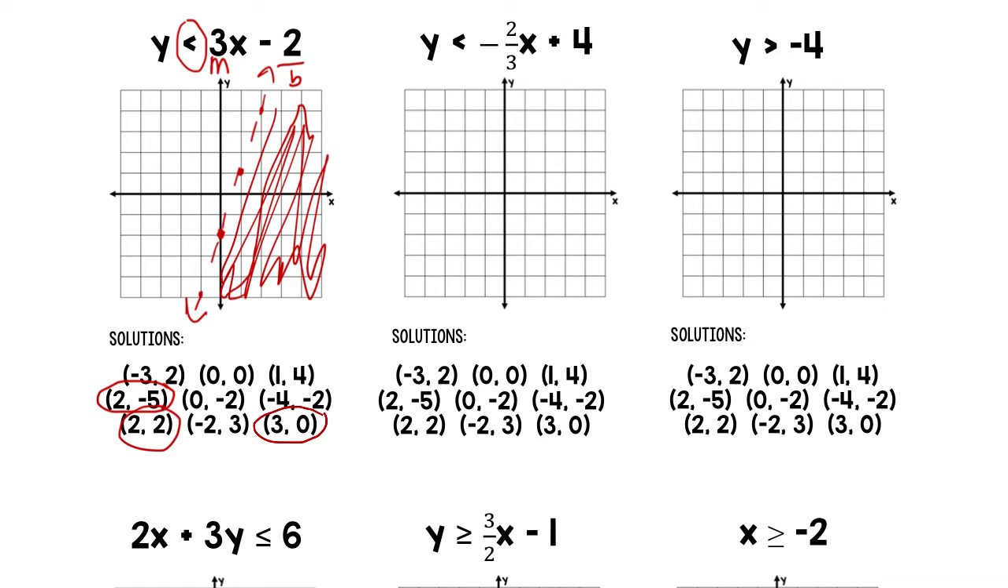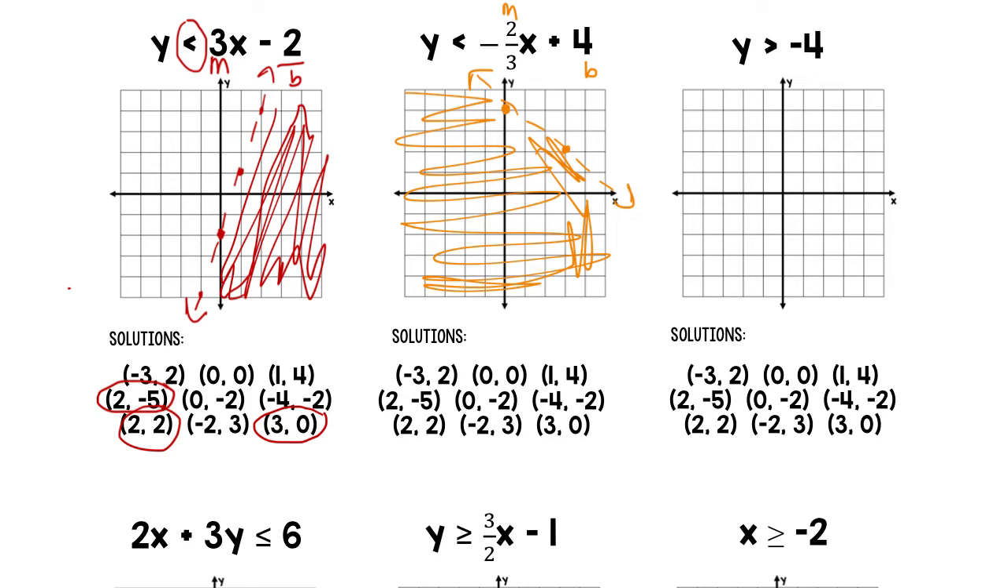All right, let's try it again. Y is less than negative 2/3 x plus 4. Again, this is our y-intercept, so I'm going to go up 4. And the slope is negative 2/3. So down 2, right 3. This is going to be a dashed line because there's no equals in our inequality. And it's less than, so I'm going to shade below. It's over here.